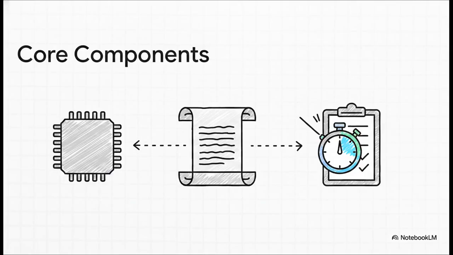Underneath the hood, every embedded system has three mandatory core components. First, you've got the physical hardware. Second, the application software, which provides the specific instructions for the task. And third, something called an RTOS, or real-time operating system.